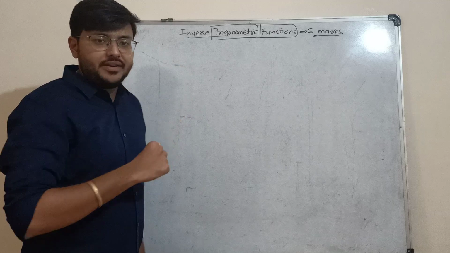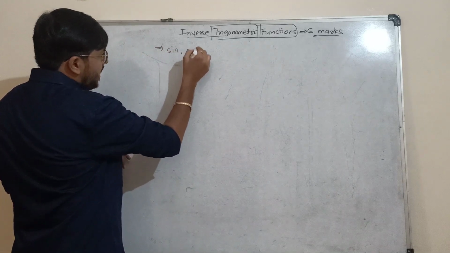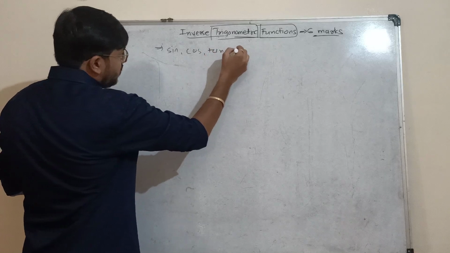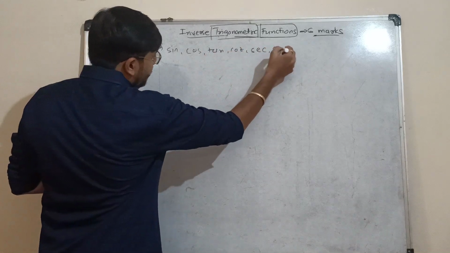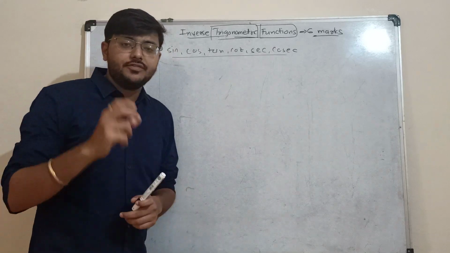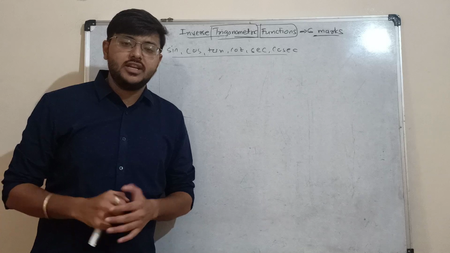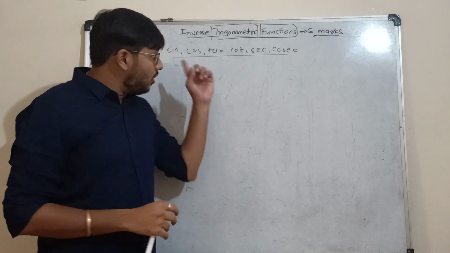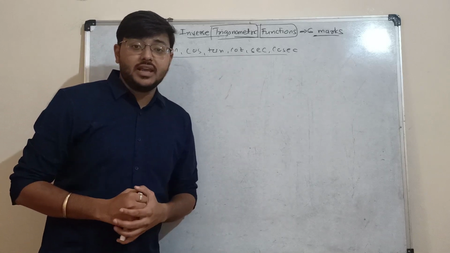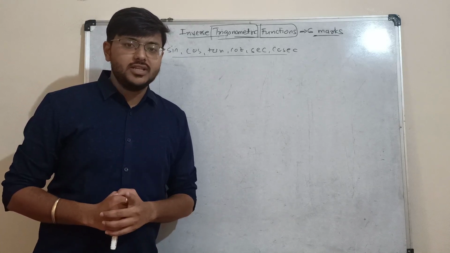Okay, now trigonometric functions. If we want to find the inverse of sine, cos, tan, cot, sec and cosec, the inverses of these 6 functions, what is the first thing we need to obtain? The very first thing we need to find out is the domain where all the 6 functions can work as one-one and onto functions. Okay, so let's first talk about the sine function.